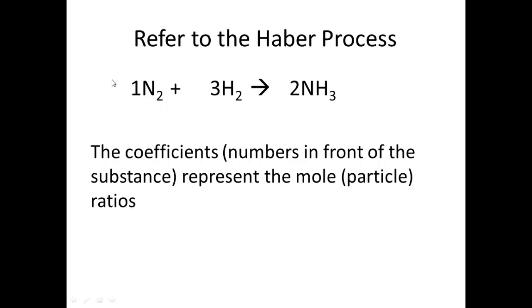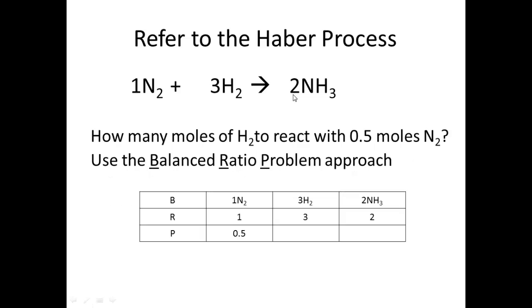So the coefficients, remember, are in front. So the 1 is a coefficient, the 3 is a coefficient, and the 2 is a coefficient here. So that represents how many moles of each. So we can get 1 mole of nitrogen reacts with 3 moles of hydrogen, forming 2 moles of ammonia.